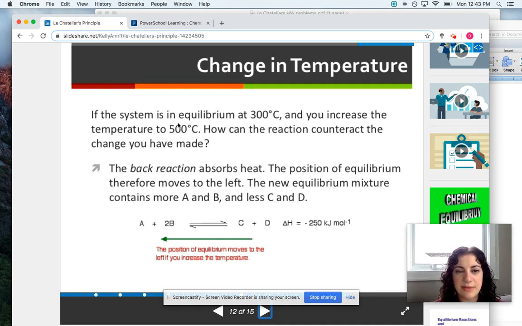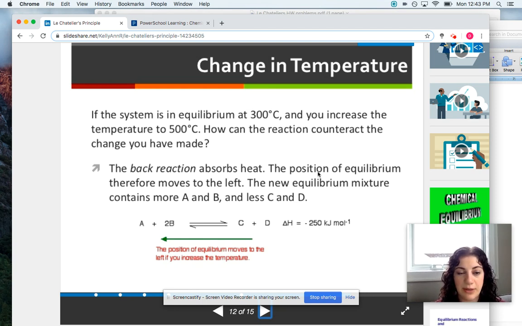If the system's in equilibrium at 300 degrees Celsius and you increase the temperature to 500 degrees, so you basically increased the temperature, what will happen? Well, you're adding more heat. It's going to go to the left. It wants to make more of this stuff to counteract that heat. So the back reaction absorbs heat.